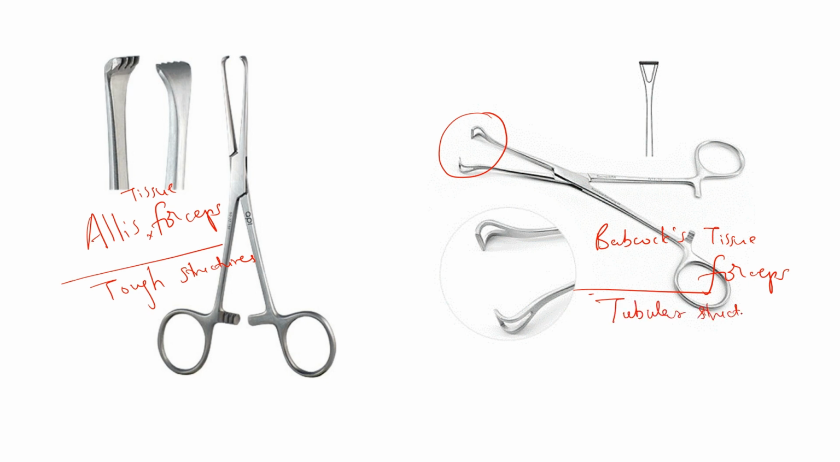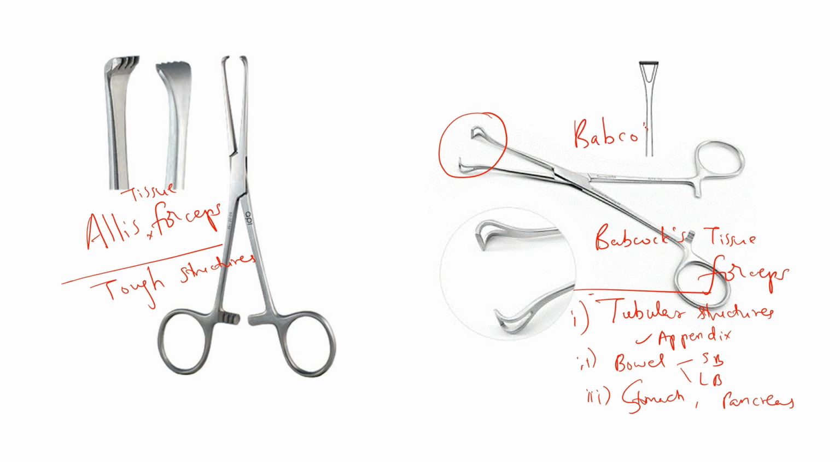This is commonly used to hold any tubular structures usually. Let's say, for example, you have an appendectomy. When we do appendectomy, we hold the appendix. Second, we can hold bowel, small bowel or large bowel, usually during resection and anastomosis, etc. If you go a little bit up, during gastrojejunostomy or for any pancreatic surgeries, you can hold those structures gently. Stomach and pancreas, you can hold using Babcock's forceps. Okay, this is regarding tissue forceps.